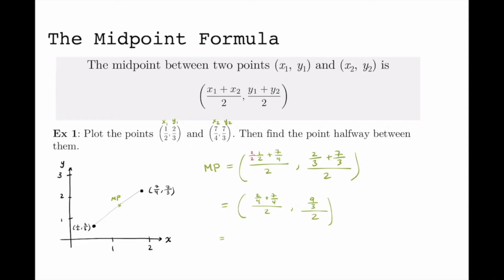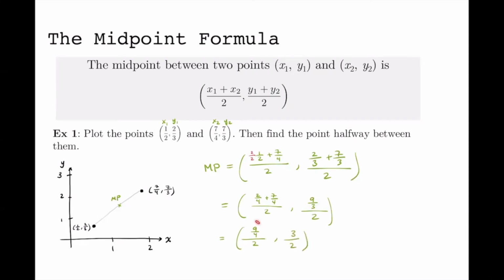Well, let's just keep on going. So let's do 2/4 plus 7/4. That is equal to 9/4. That's all divided by 2. 9 over 3, that's just 3. So we'll simplify that numerator. Then we've got 2 in the bottom.